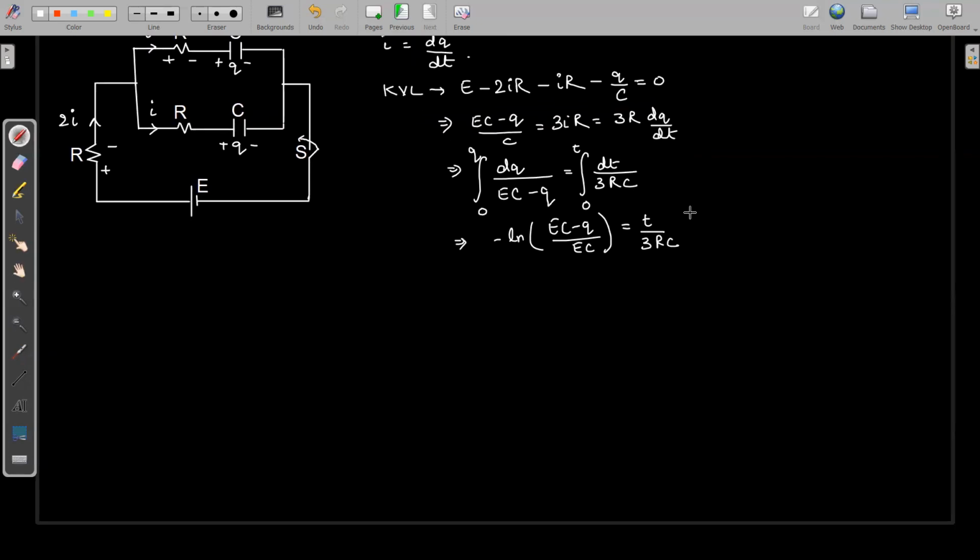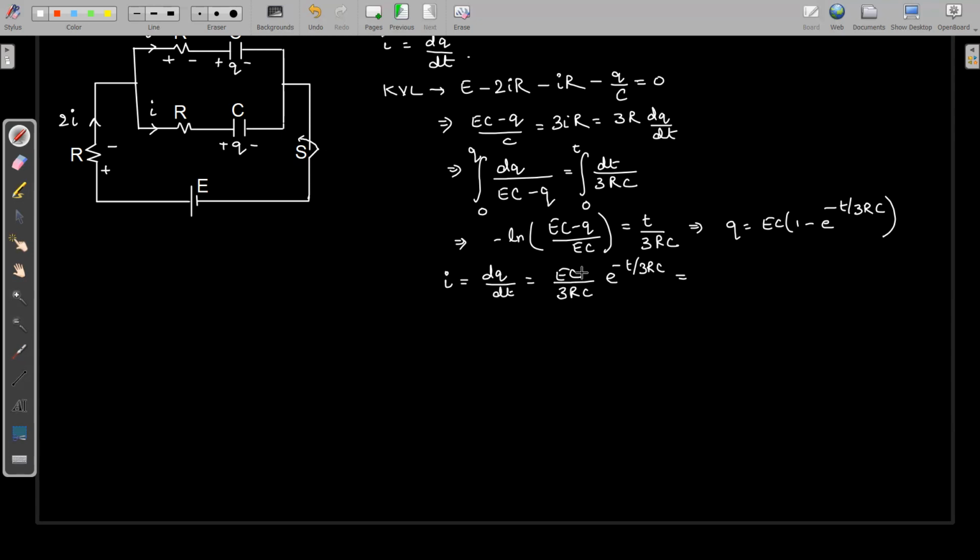Right. So if you rearrange this expression, you will finally get Q equal to EC times 1 minus e to the power minus t by 3RC. So this will be the charge on the capacitor at any time t. So what is the current through the capacitor? Current is simply dQ by dt. So if I differentiate this equation, it will be EC divided by 3RC into e to the power of minus t by 3RC.